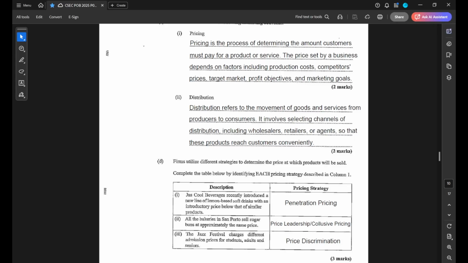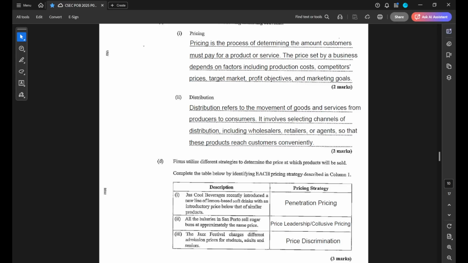And part 3, the Jazz Festival charges different admission prices for students, adults, and seniors. That is price discrimination that is happening right there. Charging different prices to different customers or groups of customers, even if the cost of production is relatively the same. And then we have this. E. Examine the advertisement shown in figure 2. Part 1, name the type of advertising shown in figure 2.